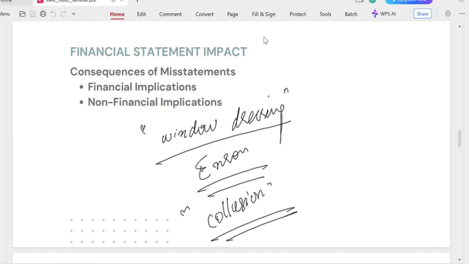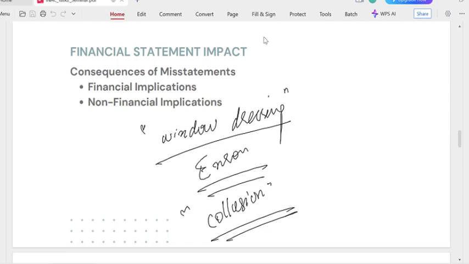So we are talking about the consequences of misstatements. We talked about the financial implications. Financial implications can be for anyone who is reading the erroneous, misstated financial statements. Like the new shareholders of Enron, they were reading the financial statements which were completely wrong, so they were making wrong decisions.